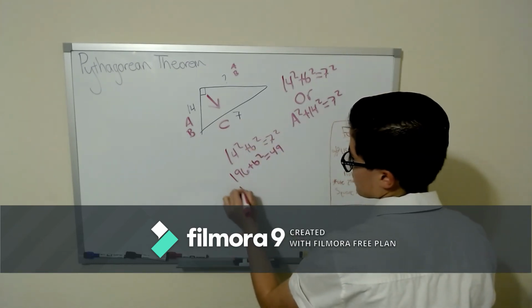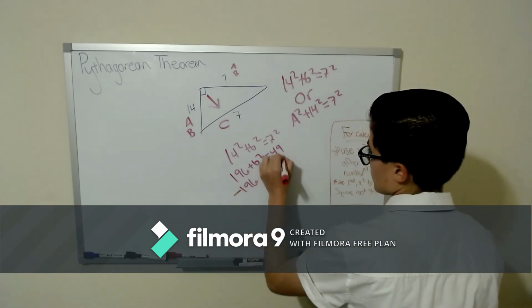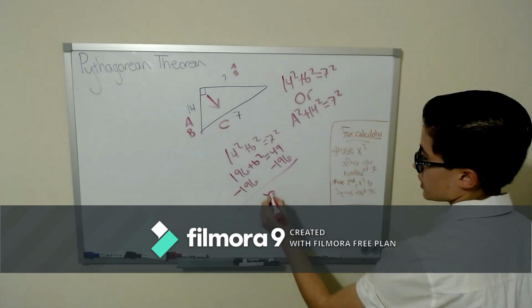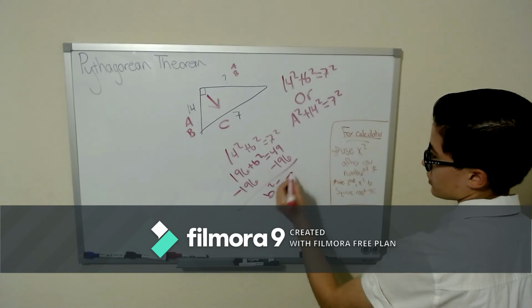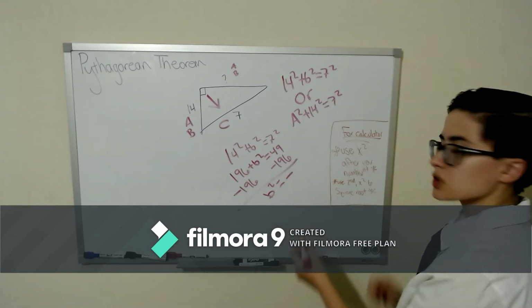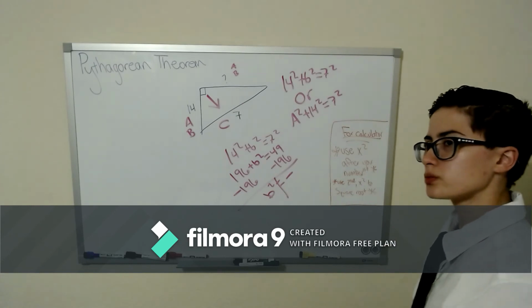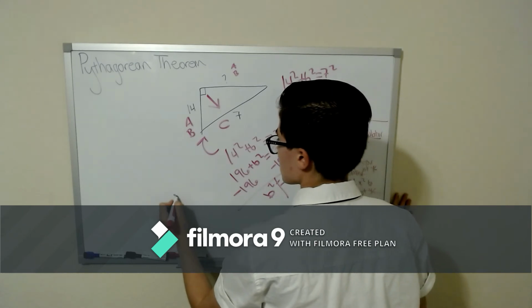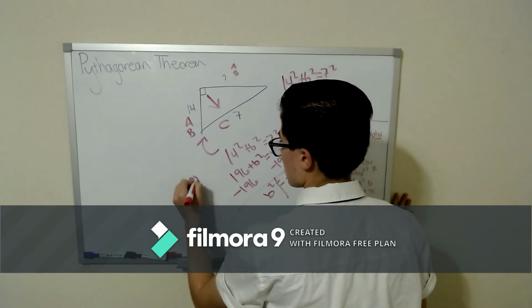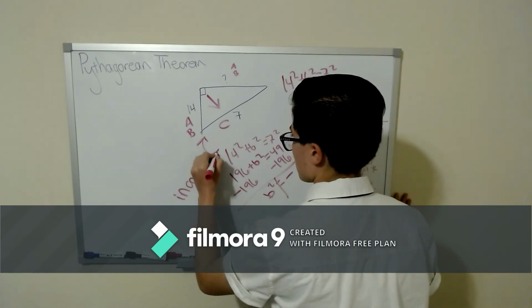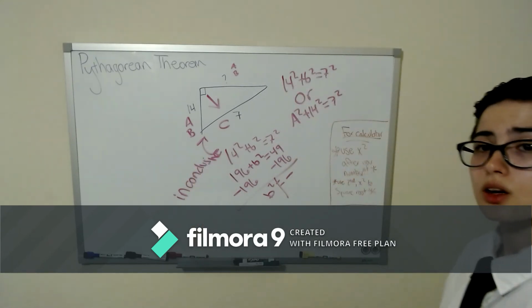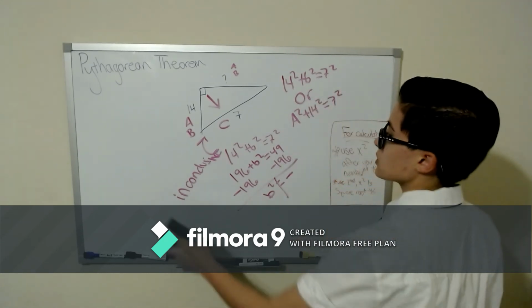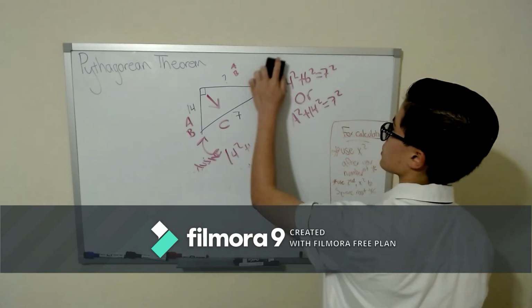Now when you subtract, what do you notice there? B squared would equal a negative number. But b squared cannot equal a negative. Therefore, this is inconclusive. You cannot solve that with a negative number, which makes this entire equation unable to solve.